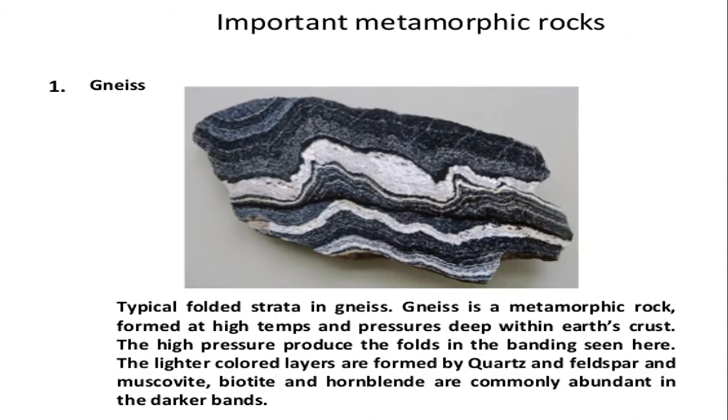So we have the important metamorphic rocks. We have the gneiss. It looks like this. It is a typical folded strata in gneiss. Gneiss is a metamorphic rock formed at high temperature and pressures deep within Earth's crust. The high pressure produced the folds and the bending seen here. The lighter colored layers are formed by quartz and feldspar, and the muscovite, biotite, and hornblende are commonly abundant in the darker bands.